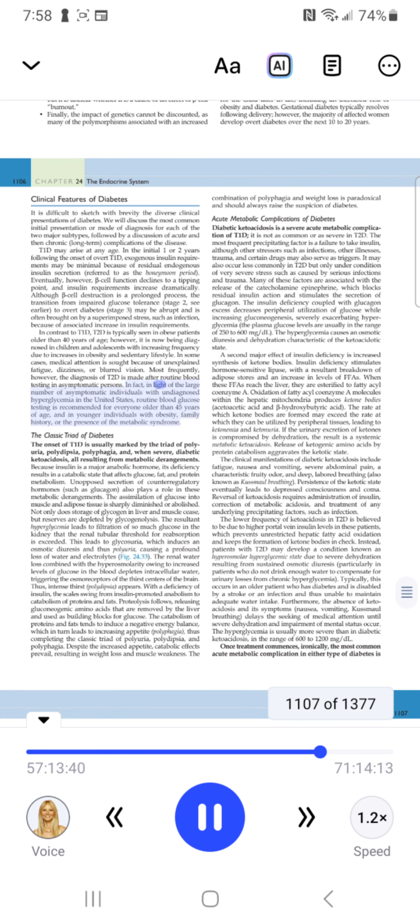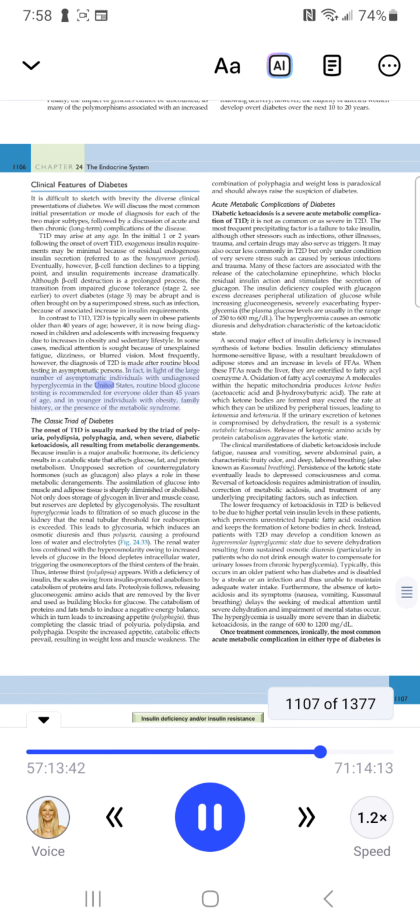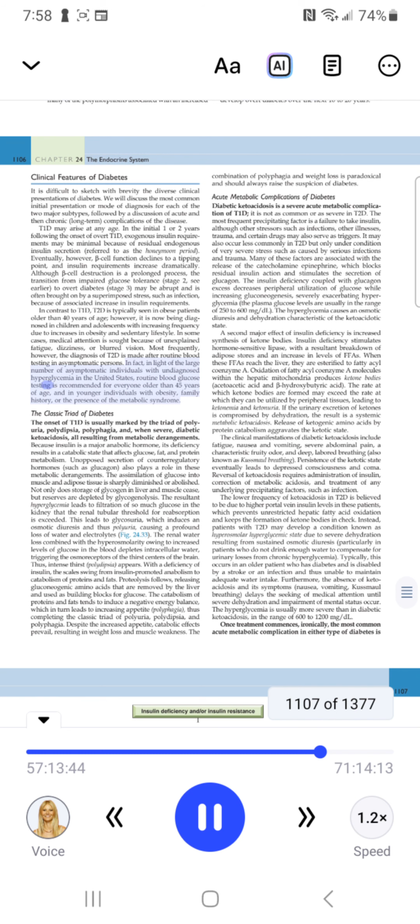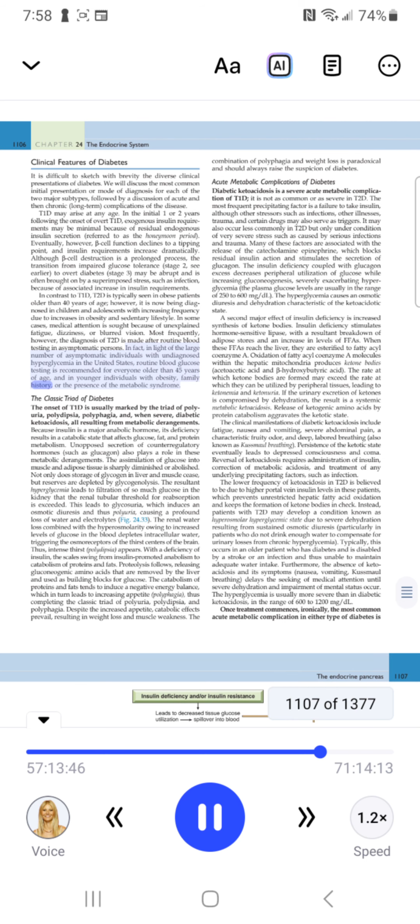In fact, in light of the large number of asymptomatic individuals with undiagnosed hyperglycemia in the United States, routine blood glucose testing is recommended for everyone older than 45 years of age, and in younger individuals with obesity, family history, or the presence of the metabolic syndrome.